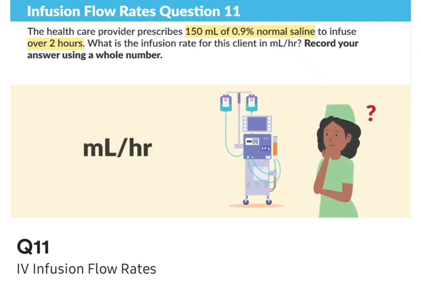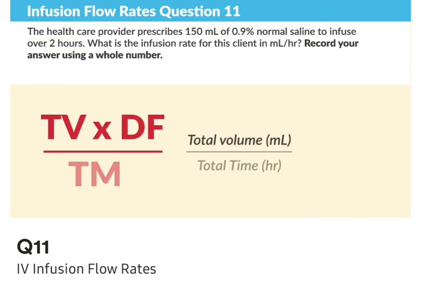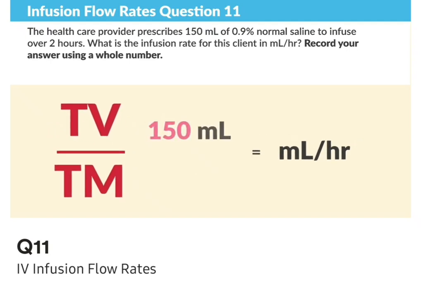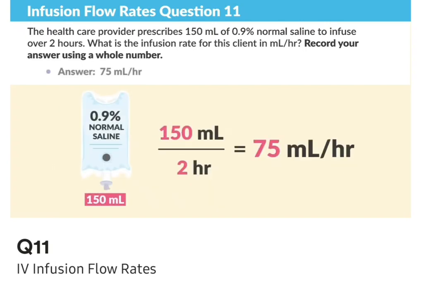First, focus on what you're calculating for. So we're calculating for mLs per hour, not drops per minute here. So to set up the equation, remember, TV makes you deaf over time. The trick here is we're not using drop factors or drip factors here. So it's just TV over time. So total volume, 150 mLs, over the time, 2 hours. You divide 150 by 2, and we get 75. So the correct answer is 75 mLs per hour.